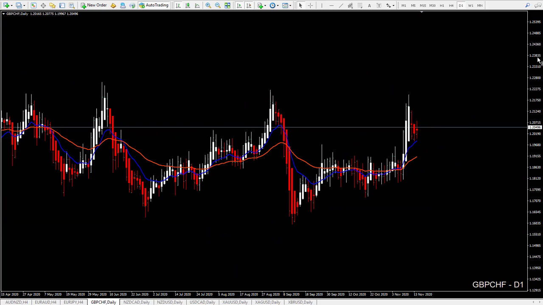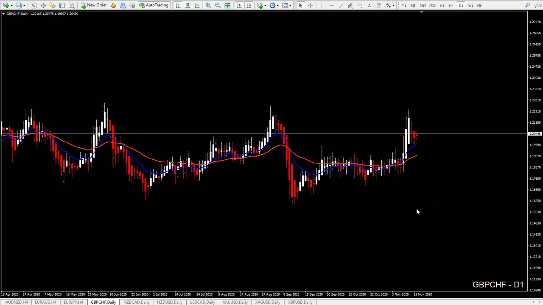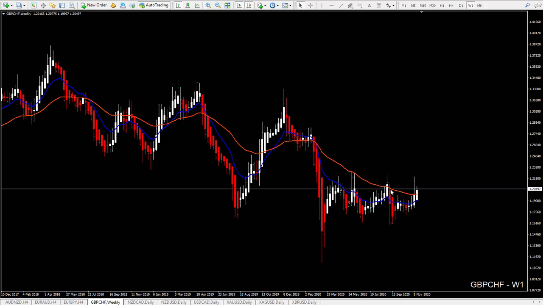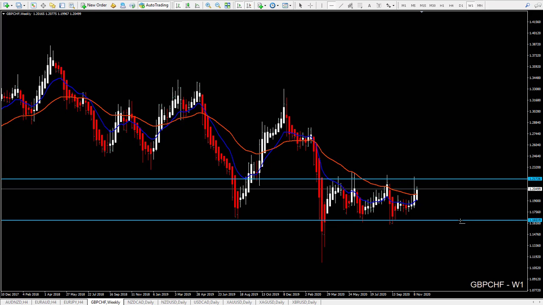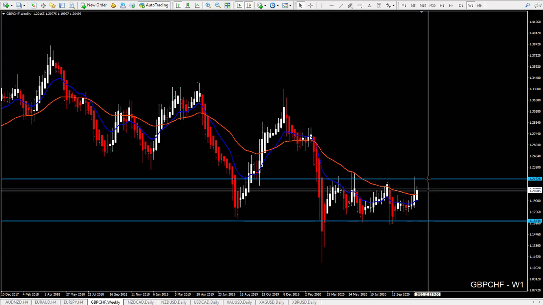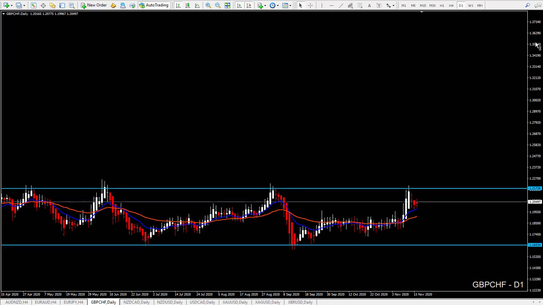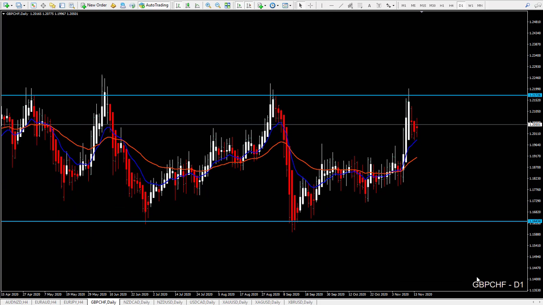GBP Swiss Franc, I was thinking which pair to choose. I chose GBP Swiss Franc. It's not so perfect a pair on the weekly chart because we have this range here. Yeah, we see it's visible. But I wanted to choose something different, not a pair connected with yen or New Zealand dollar, for example.